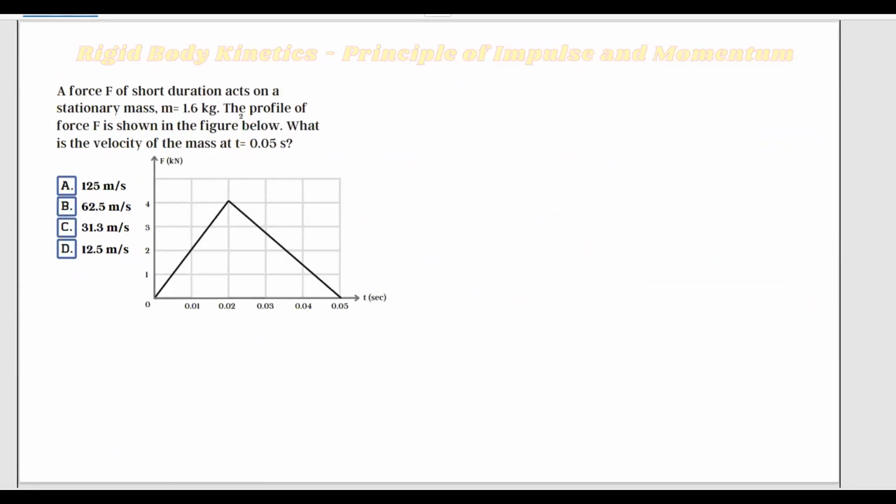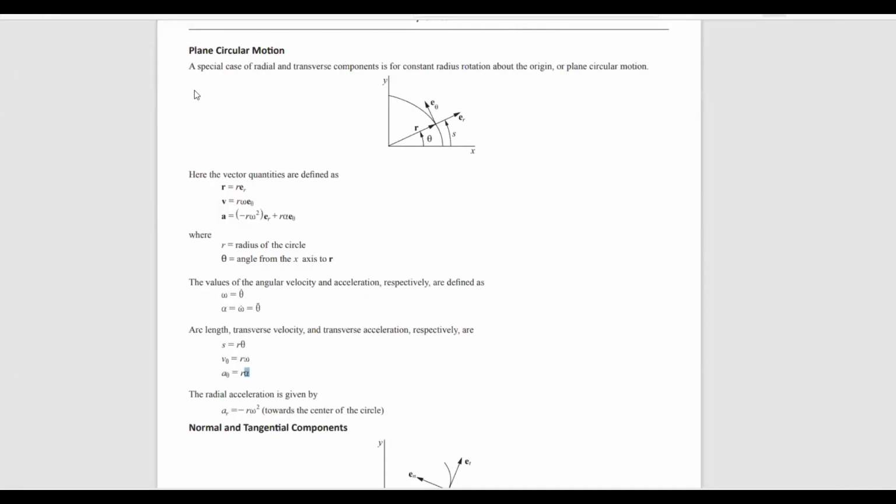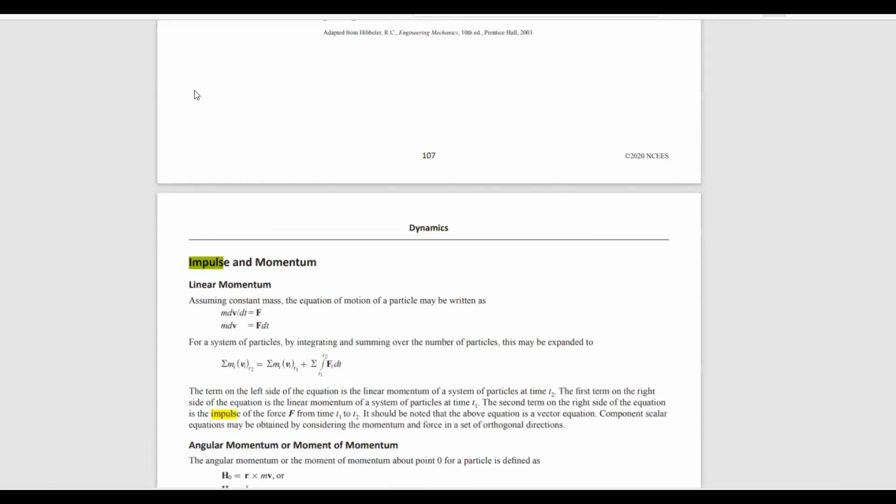A force F of short duration acts on a stationary mass M equal to 1.6 kilograms. The profile of force F is shown in the figure below. What is the velocity of the mass at t equal to 0.05 seconds? This is an impulse and momentum problem. Let's go to the FE handbook and I will write impulse and momentum.